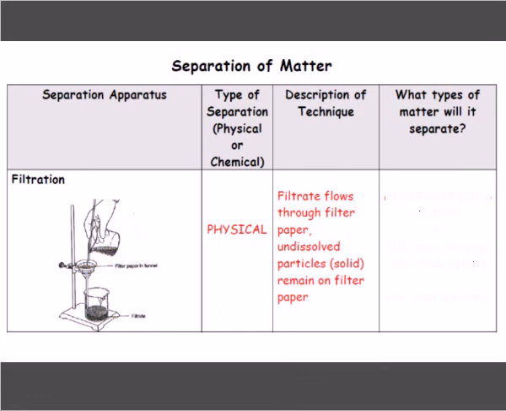The filtrate flows through filter paper. Undissolved particles or solids remain on the filter paper. Okay, you can put in there whatever you need to help you remember it. Now, this last column, what types of matter will it separate? Think about what are our 4 types of matter that we discussed on Friday in our flow chart.